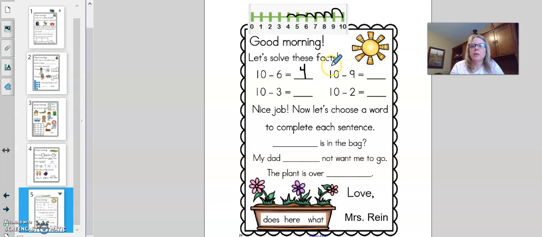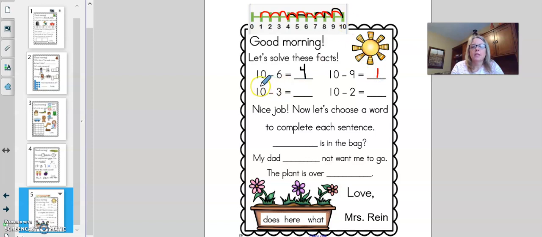All right, let's do another one. 10 minus 9. And I'll change my pen color so we can tell the difference. Here we go, starting at 10, 1, 2, 3, 4, 5, 6, 7, 8, 9. I landed on 1. 10 minus 9 equals 1.